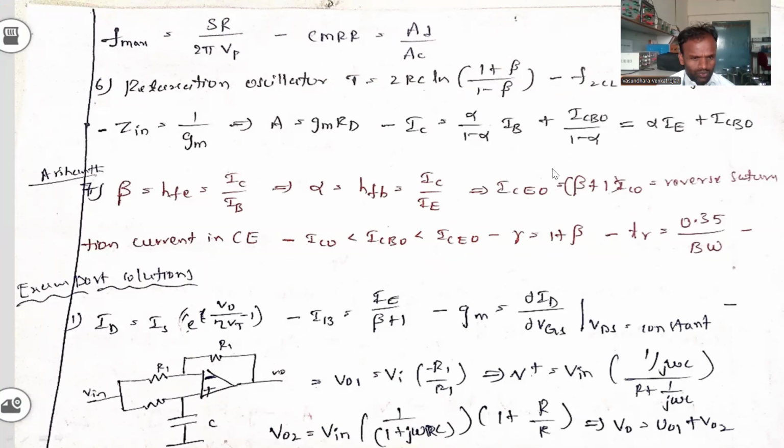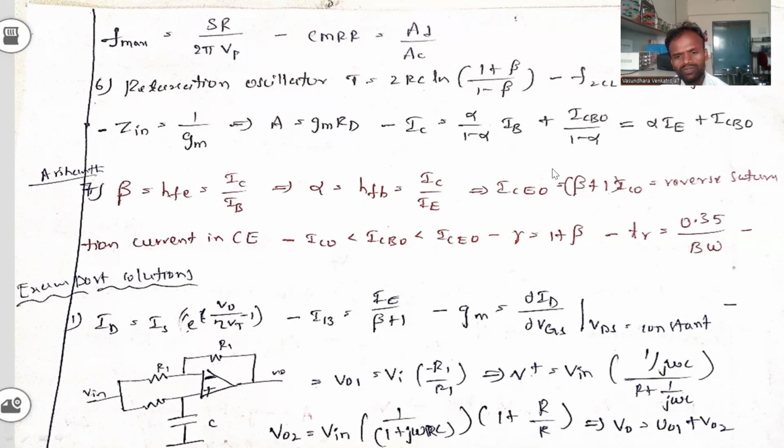Next, examine those two solutions: ID equal to IS e power V by eta Vt minus 1. IB equal to IE by 1 plus beta. GM equal to dou ID by dou VGS, with VDS constant. Next, operational amplifier connection with capacitor.